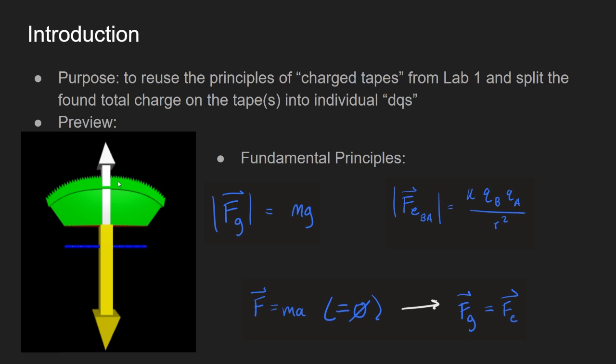This is a preview of the GlowScript output graph that I made. And these are the fundamental principles I used: the magnitude of force of gravity and the magnitude of force of electricity. These are essential for this lab, just like the last one. And then also force equals mass times acceleration, which in this case is 0 because we want the force of gravity and the force of electricity to be balanced.